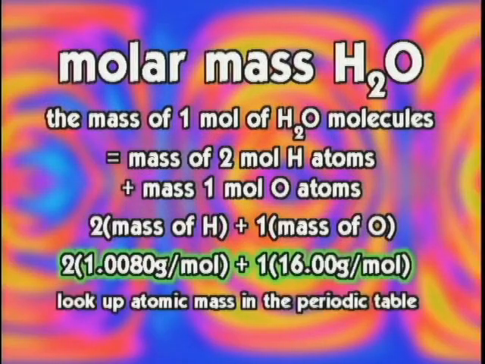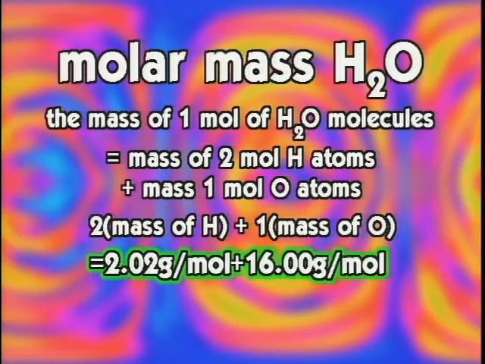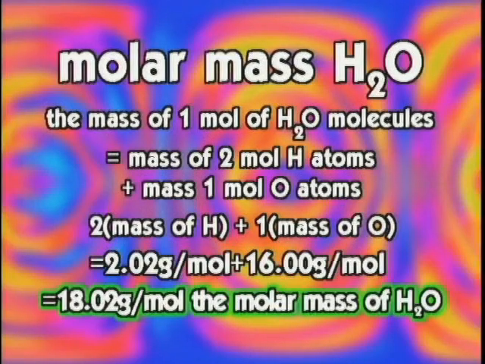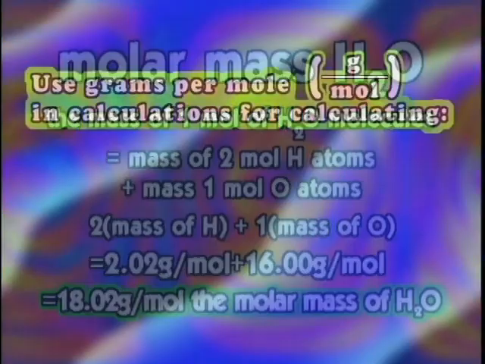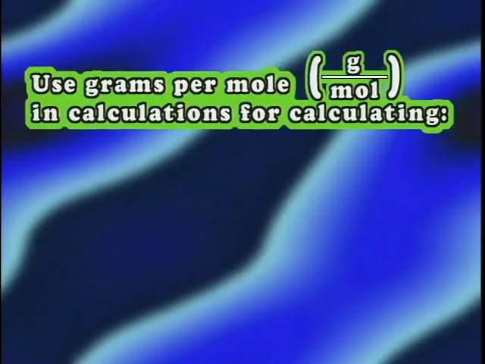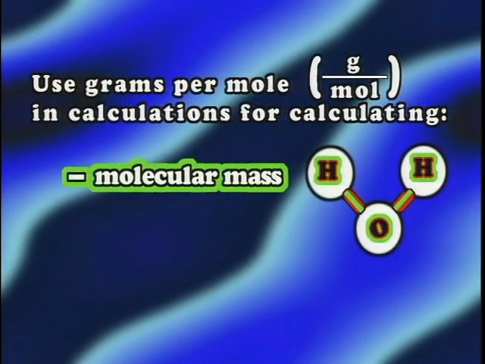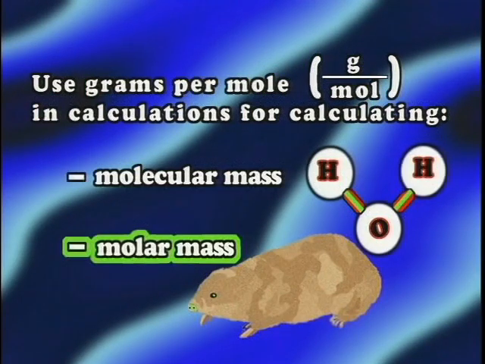That's 2 times 1.0080 grams per mole plus 1 times 16.00 grams per mole. 2.02 plus 16.00 equals 18.02. So, the mass of 1 mole of water molecules, known as the molar mass, is 18.02 grams per mole. Why? Because the numbers you use for AMUs and grams per mole are the same. So, use grams per mole in calculations, whether you're calculating molecular mass or molar mass. It's that simple.